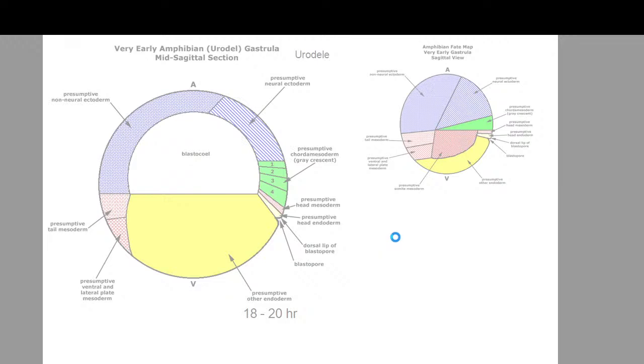So the gastrulation will continue in the next session. With this I am winding up today's session, which briefed about blastulation, morulation and types of blastula.